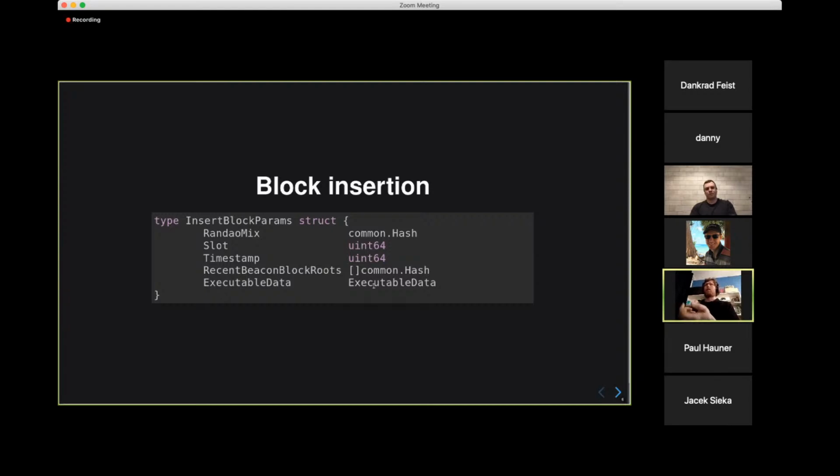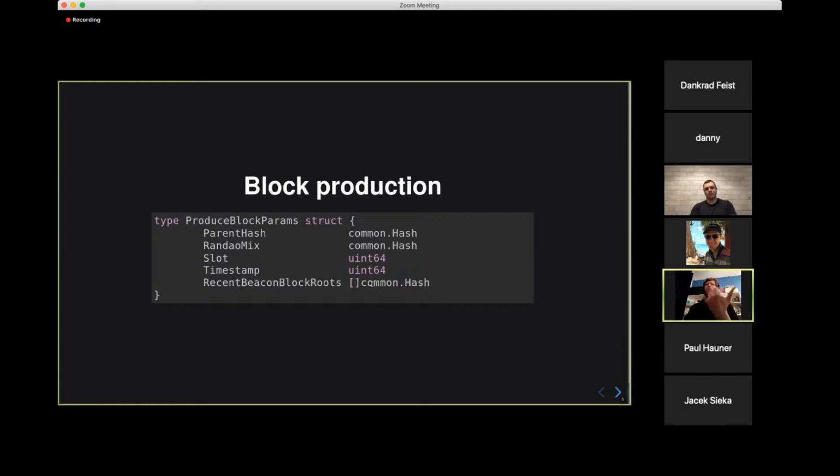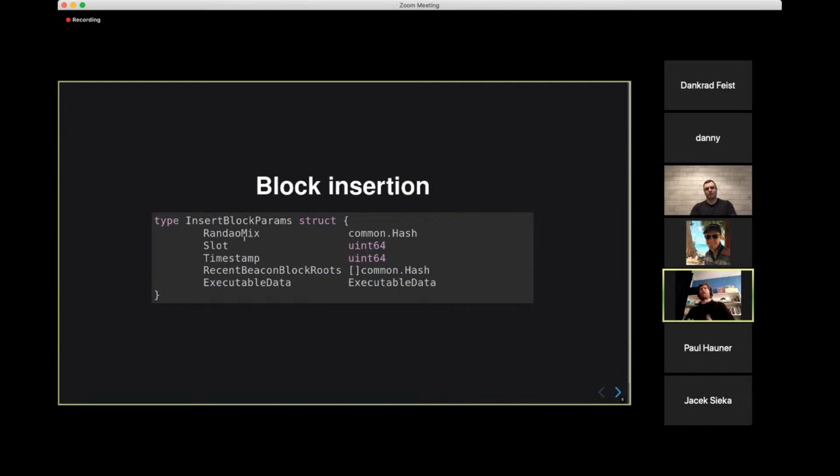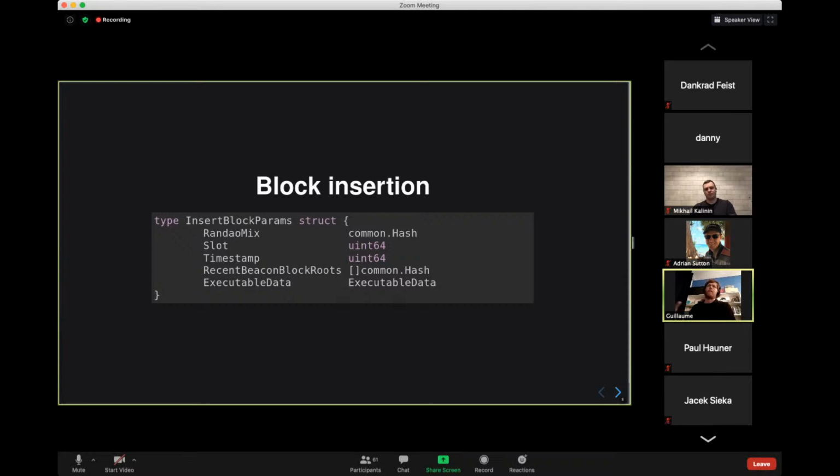Compared to the block production, the parent hash has been lost because it's currently in the executable data, but otherwise all this information could be accessed from an EVM contract, so it needs to be accessible. It needs to be the same as when it was produced.